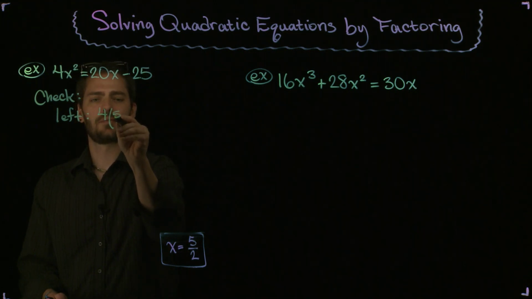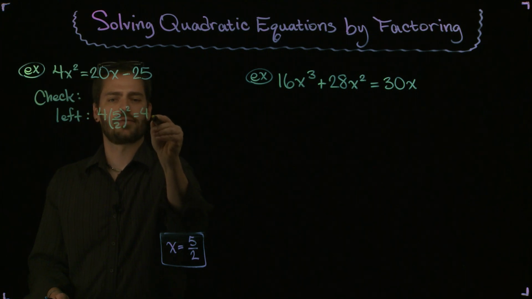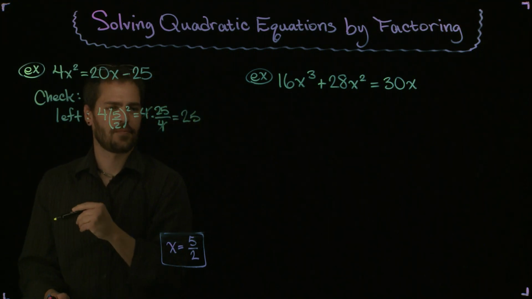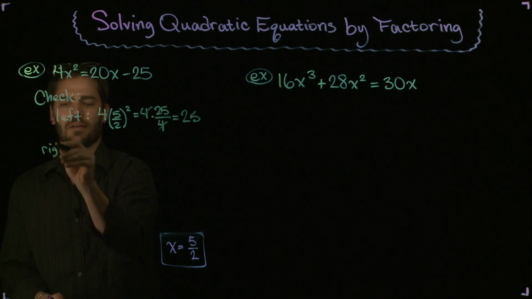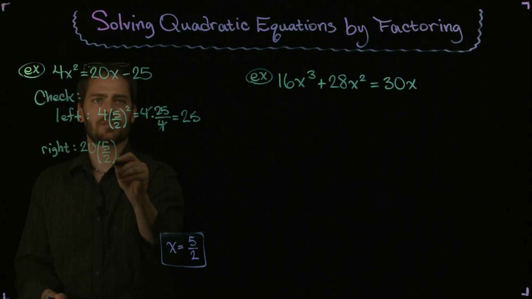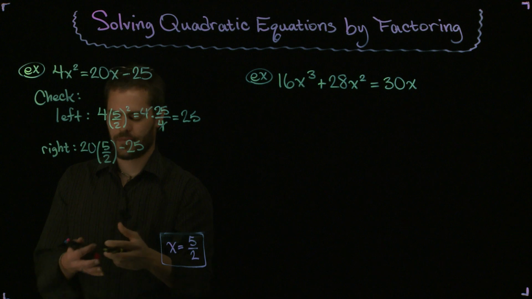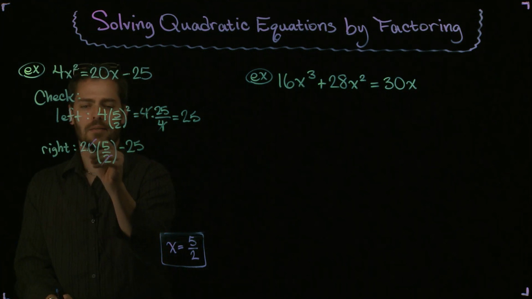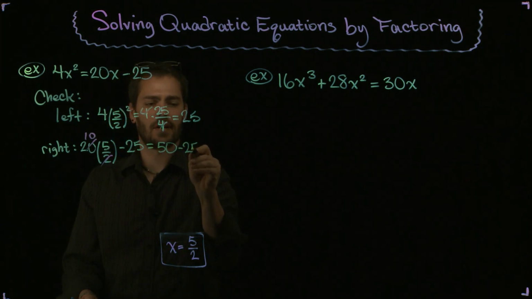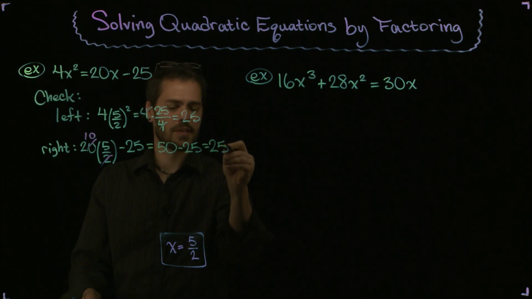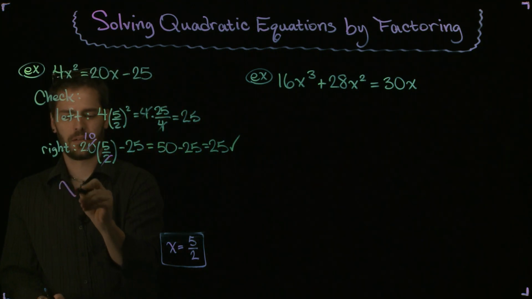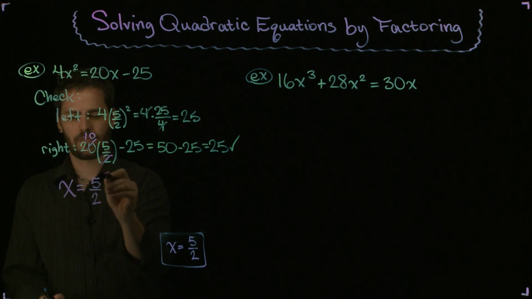4x squared looks like 4 times 5 halves squared, which comes out as 4 times 25 over 4, which is 25. Cancel, cancel. Okay. Now we're going to check the right side of the original equation. 20 times 5 halves minus 25. I can do a little cancellation right here. Make that a 10. 10 times 5 is 50. Minus 25 is equal to 25. Same thing on both sides means, yep, x equals 5 halves is indeed the solution.